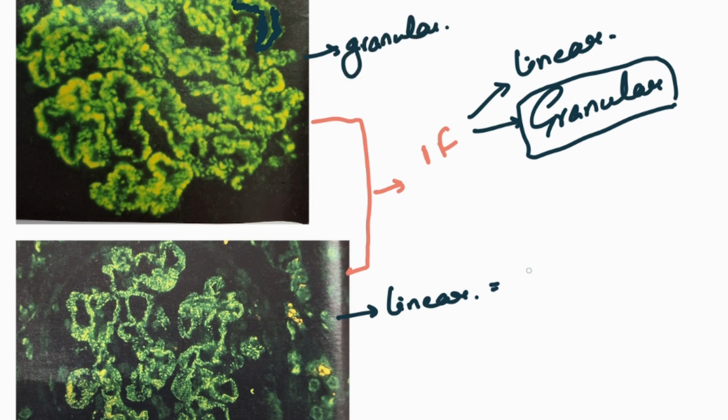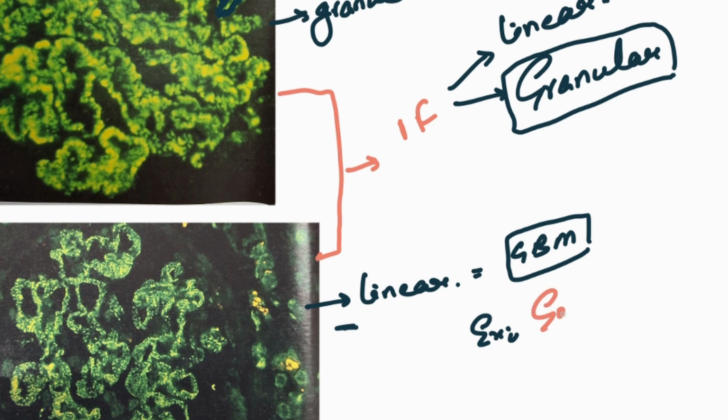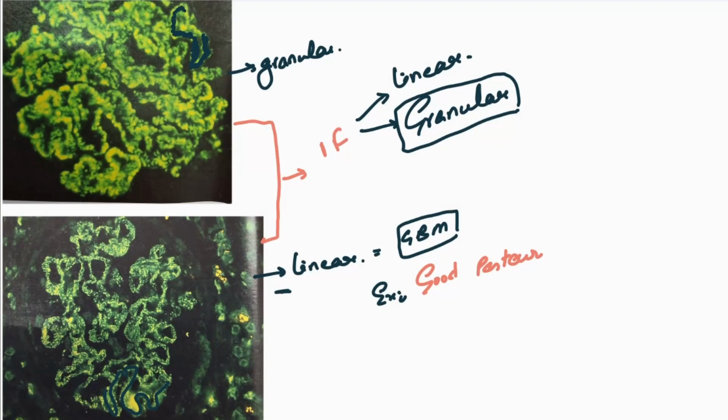So in the linear pattern, glomerular basement membrane is affected. So this is also called as glomerular basement membrane diseases. In the glomerular basement membrane diseases, you can observe linear pattern of the immunofluorescence. For example, Goodpasture syndrome. This is the type 1 disease of rapidly progressive glomerulonephritis. So here anti-glomerular basement membrane antibodies are present.